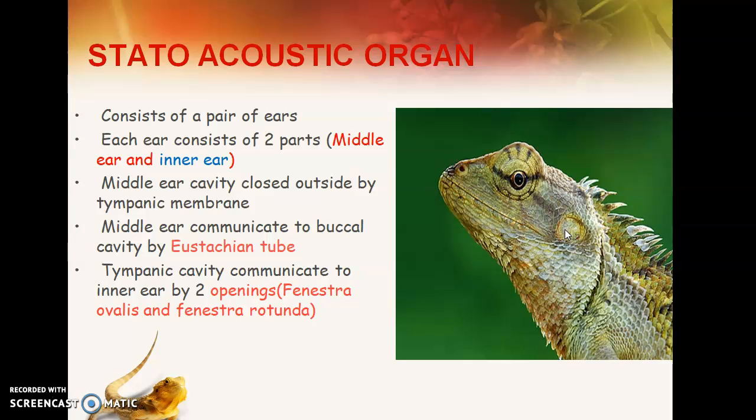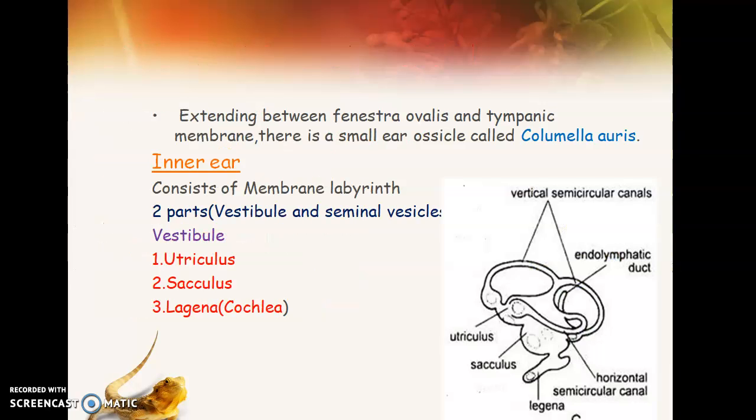How does the middle ear communicate with the inner ear? By means of two different openings called fenestra ovalis and fenestra rotunda. Extending between the fenestra ovalis and the tympanic membrane, there is a small ear ossicle called columella auris. So the ear ossicle found between the fenestra ovalis, one of the openings from middle ear to inner ear, and the tympanic membrane is called columella auris. So the middle ear is over.